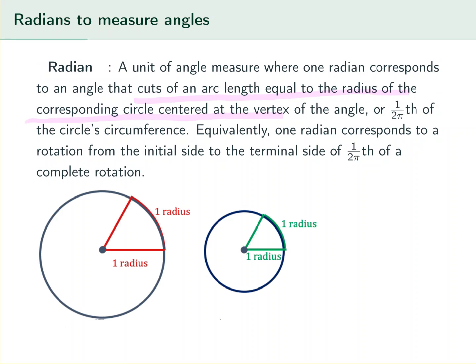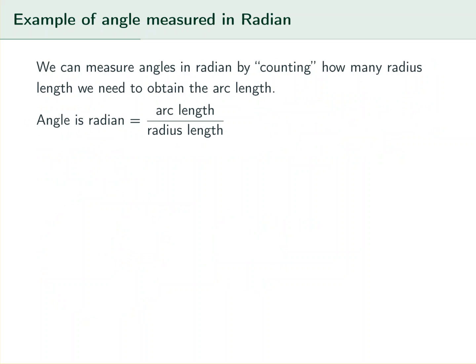1 radian means that this radius length and this arc length created by this angle are equal. So we have 1 radian. And same for the smaller circle on the right, we have 1 radius, and 1 radius length covers the arc length created by the angle. So both of these circles show a 1 radian angle. Putting it in an equation, we can measure angles in radians by quote-unquote counting how many radius lengths we need to obtain the arc length.